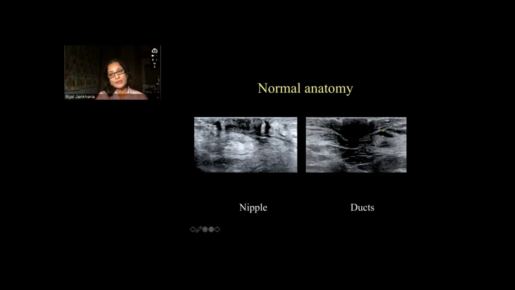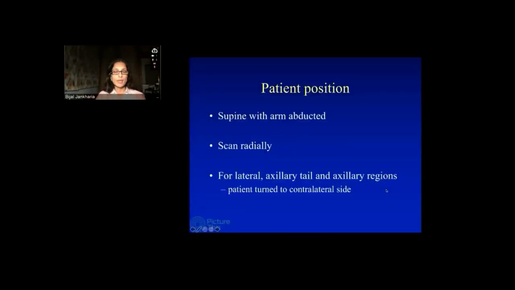Nowadays our ultrasound machines are so good that we can see normal ducts all the time. We really don't need to report them. They are incidentally seen all the time. When we are doing breast ultrasound, the patient is in supine position with the arm abducted and we scan in a radial manner. This way we can check the superior, the medial and the inferior portions of the breast. To look at the outer quadrants as well as the axillary tail and axillary regions, we make the patient turn to the opposite side and then have a look on ultrasound.